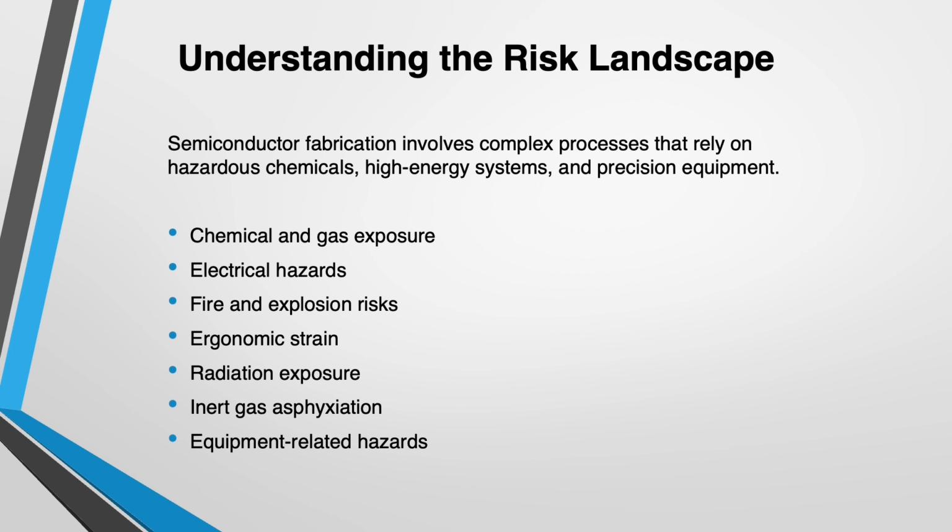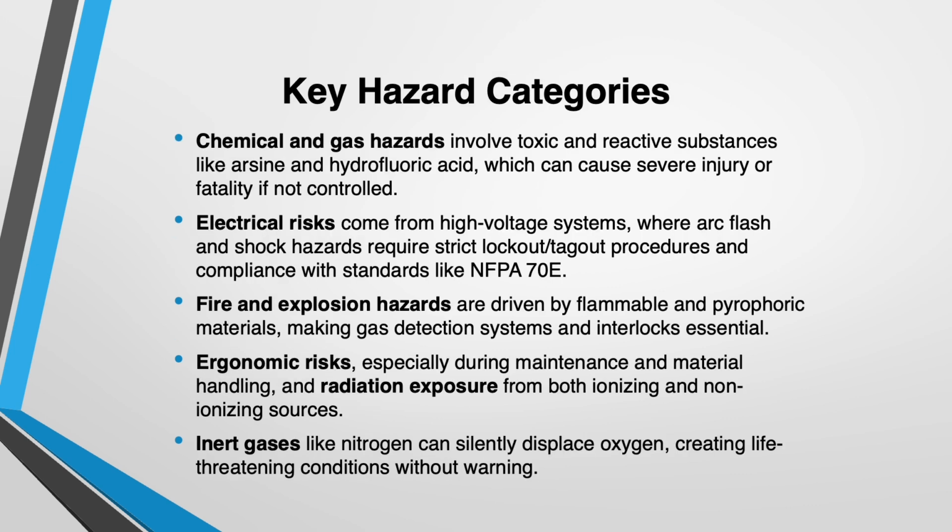Semiconductor fabrication involves complex processes that rely on hazardous chemicals, high-energy systems, and precision equipment. As a result, risks span multiple categories, including chemical and gas exposure, electrical hazards, fire and explosion risks, ergonomic strain, radiation exposure, inert gas asphyxiation, and equipment-related hazards. These risks don't exist in isolation, they often overlap, which means safety strategies must be integrated across the entire system, not just individual hazards. Let's take a closer look at some of the most critical hazards.